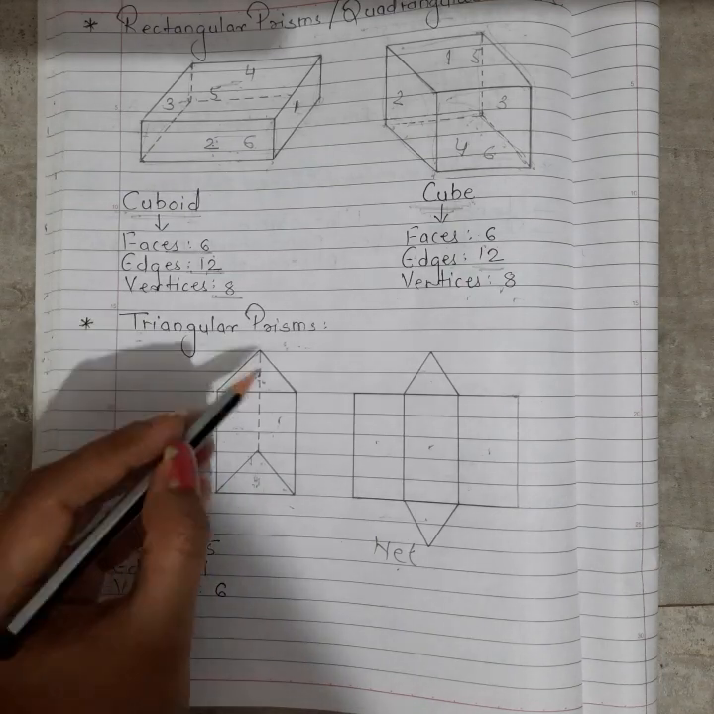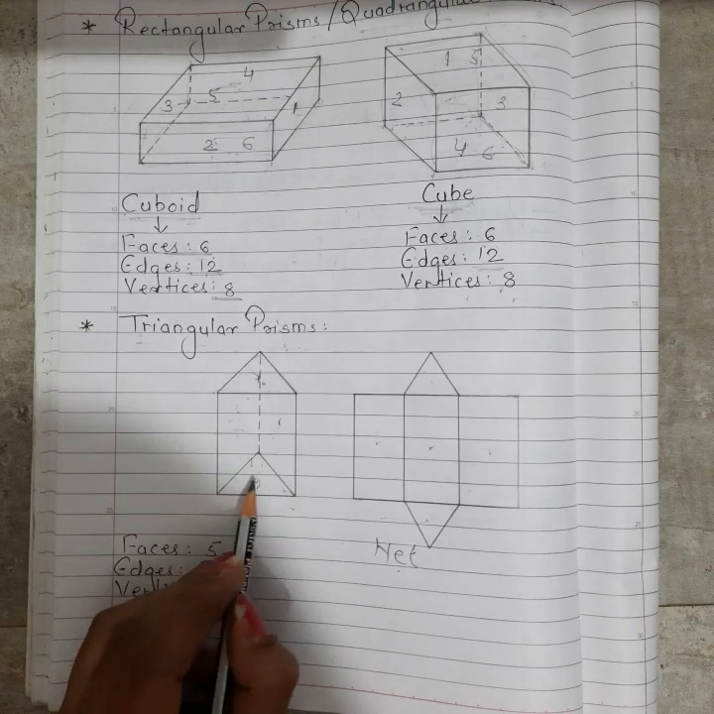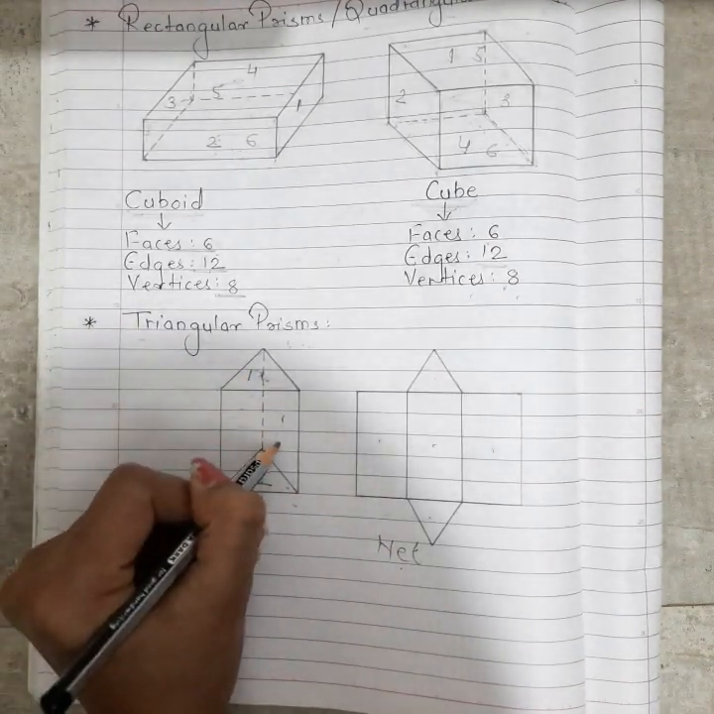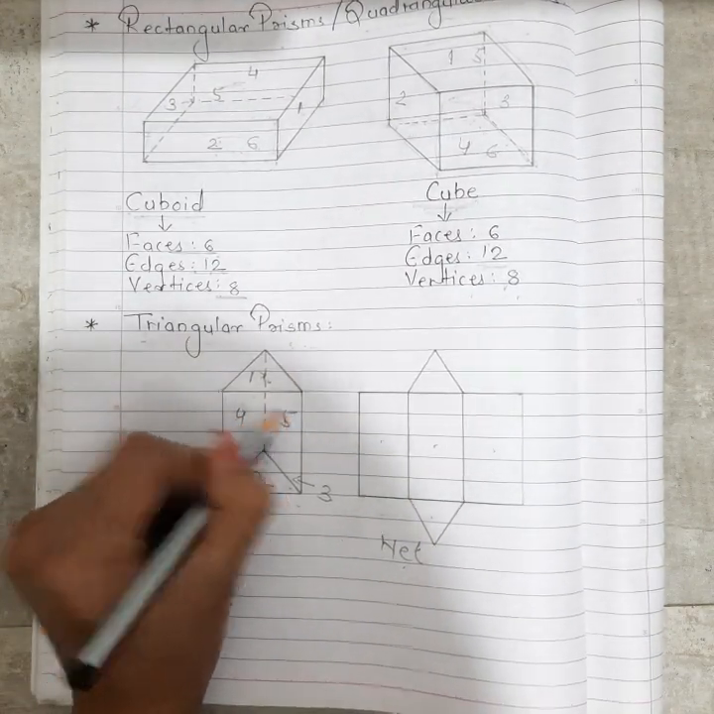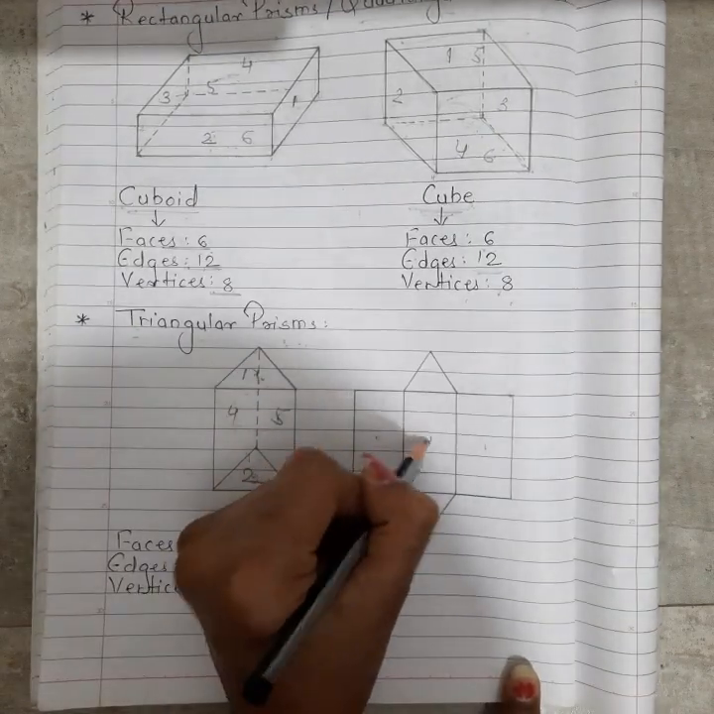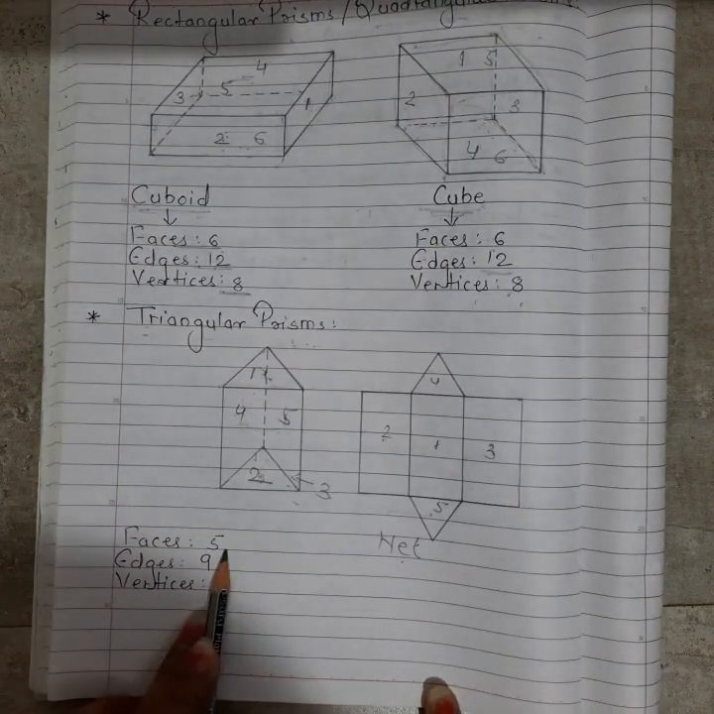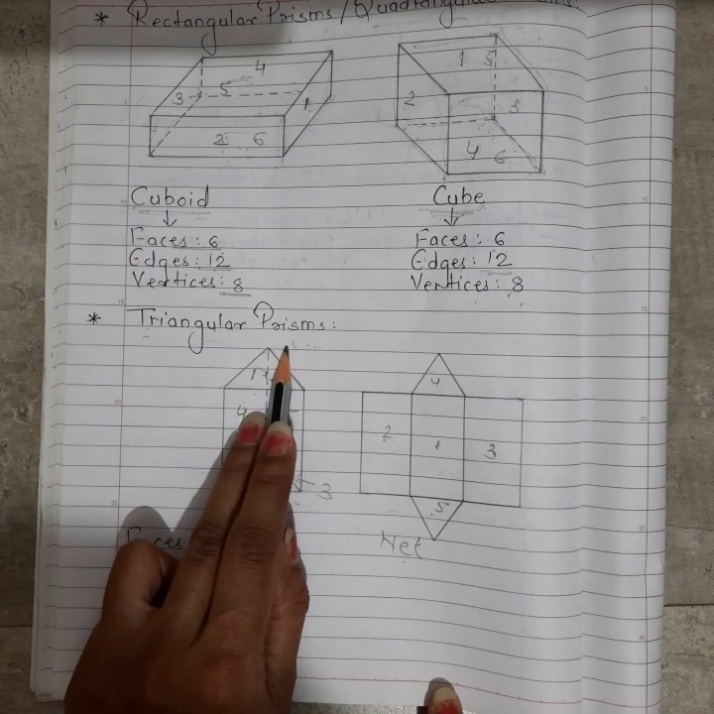Now, faces of this triangular prism. Let us count. See, 1, this top face, bottom face 2, this front 3, 4, 5. So there are a total of 5 faces of a triangular prism.